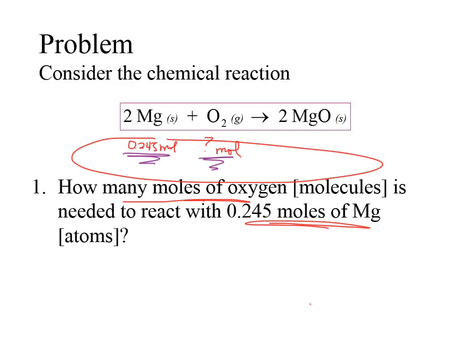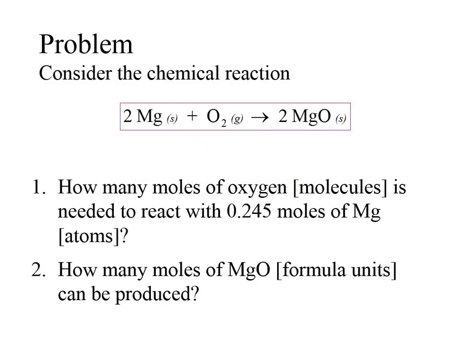Oh, are we going to do two? Oh, yeah. Then we're going to do it, that was the first problem. And the second problem, let's go ahead and write it underneath where it goes to. The second one is how many moles of MgO, so question mark moles of MgO, can be produced.